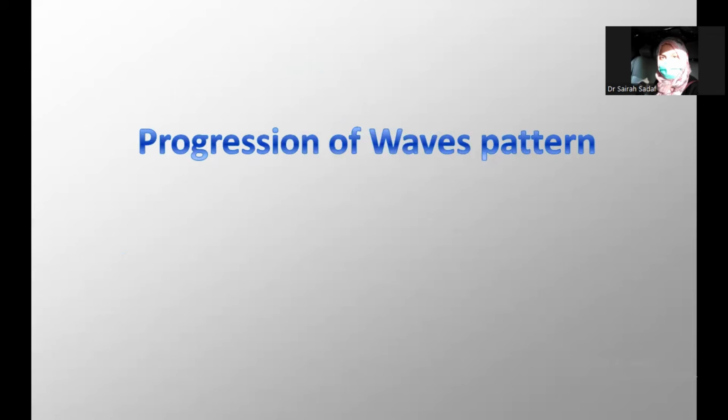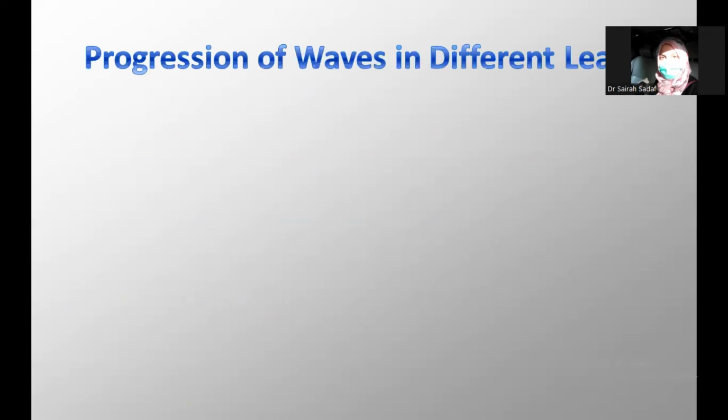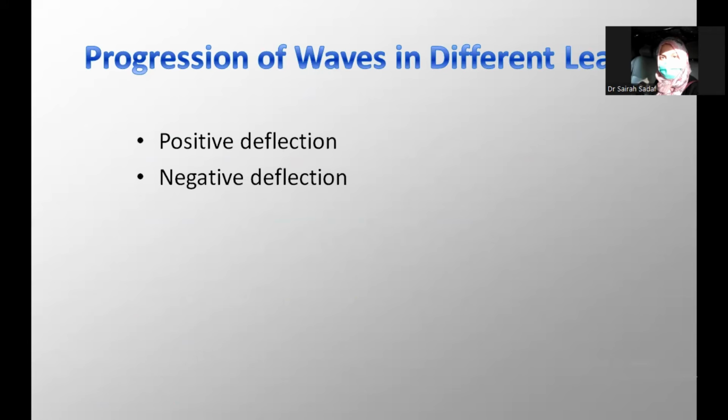Now, progression of waves pattern, a very interesting thing. We will take one wave at a time and we will discuss why it looks like this. The deflection part. Now, progression of waves in different leads. We will have a positive deflection. Then we will have a negative deflection, although it is already discussed, but I will repeat it again.